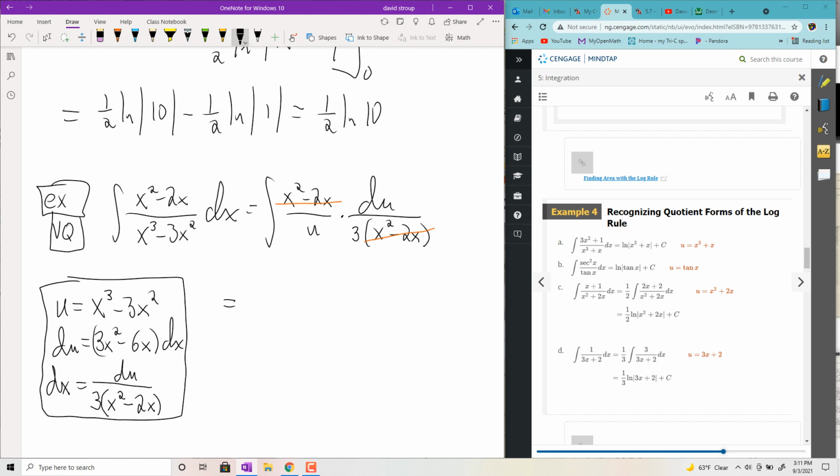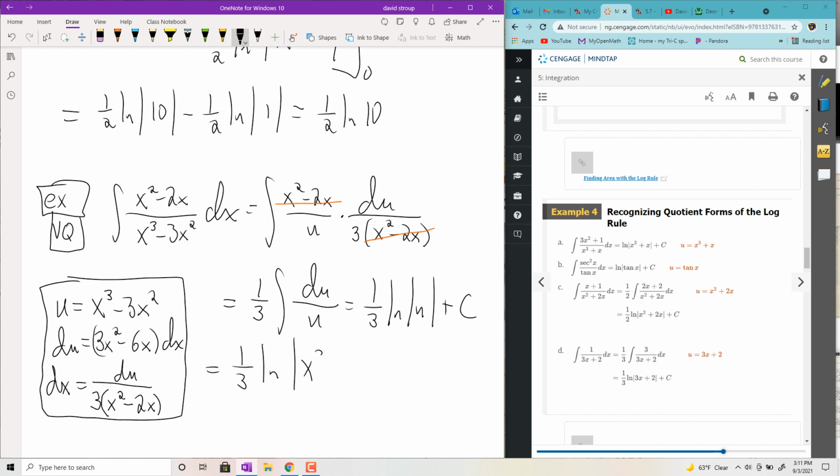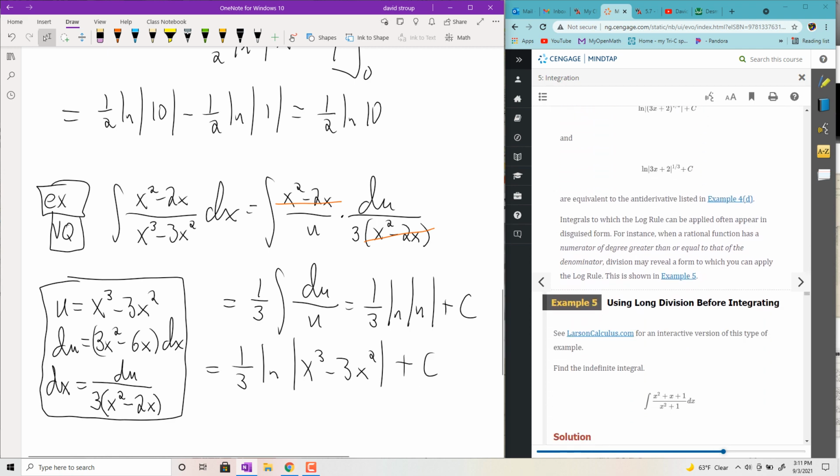There's a constant floating around, so you have to always pull out your constants. So here I have 1/3. That's my constant. And then I have du over u left over. Integrate that, so that's just our natural log of u plus c. And then finally back sub. So 1/3 ln absolute value x cubed minus 3x squared plus c. Okay. Let's see what else they got for us.